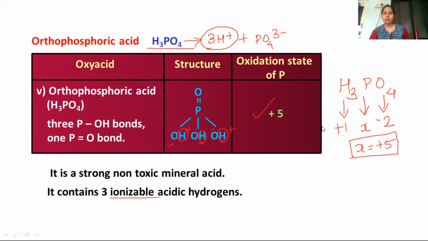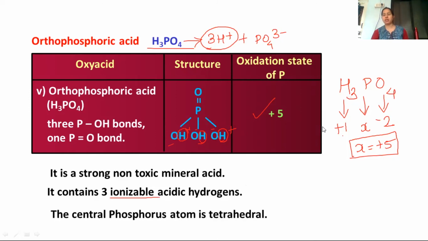Next important point, we say the structure of phosphoric acid is tetrahedral because in this the central atom P is having sp3 hybridization, or we can say it's tetrahedral in nature. So for phosphoric acid, you all can write down this. You can write down the structure. You can write down these points. And very important, you can write down 3 ionizable acidic hydrogen atoms. The oxidation state is +5. This is all with respect to phosphoric acid.